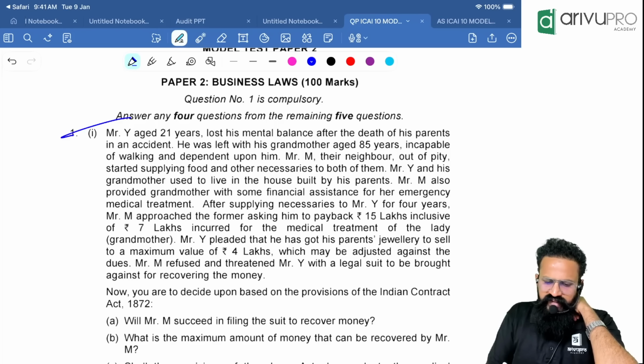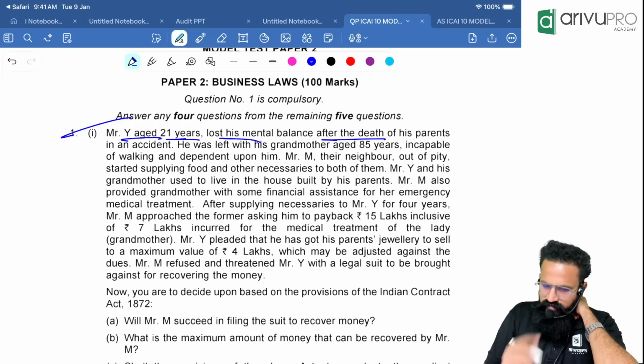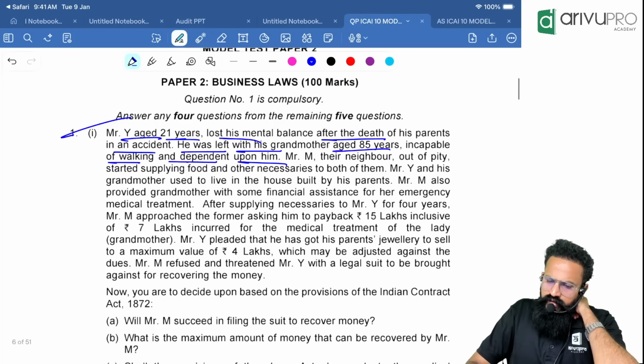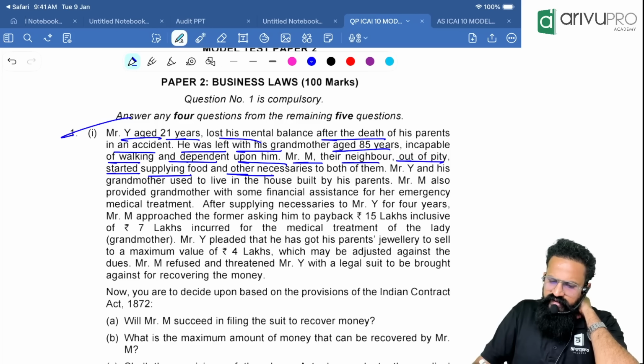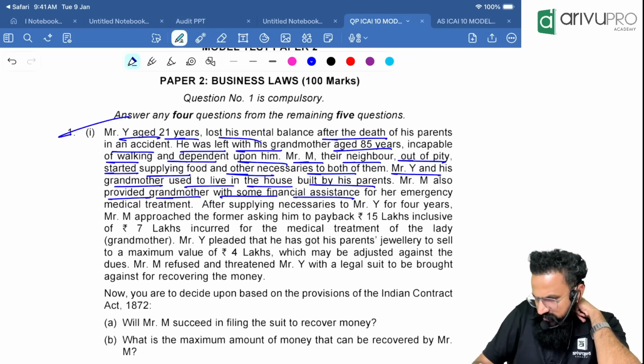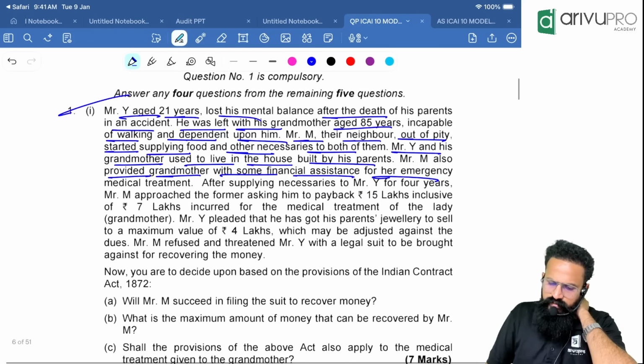Okay, next one. Mr. Y, aged 21 years, lost his mental balance after the death of his parents in an accident. He was left with his grandmother aged 85 years, incapable of walking and dependent upon him. Mr. M, their neighbor, out of pity, started supplying food and other necessaries to both of them. Mr. Y and his grandmother used to live in the house built by his parents. Mr. M also provided the grandmother with some financial assistance for her emergency medical treatment.